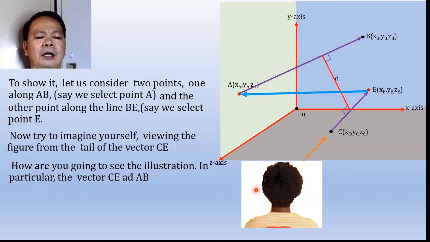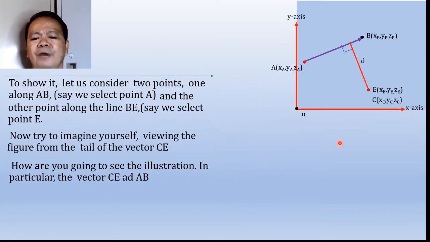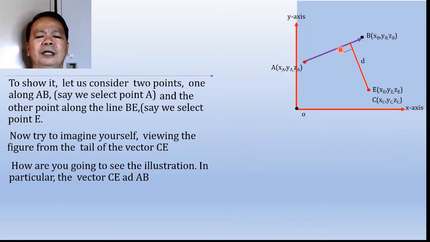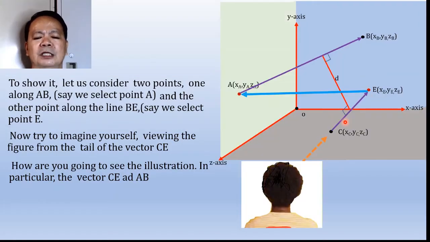And in particular, I would like you to consider how you are going to see the vector CE and the vector AB. Let us try to imagine it this way. If you look at it this way, you will see vectors C and E at a common point, because you are viewing it from the tail of CE. And you will see AB somewhat inclined in this direction, and the distance D shall be the one perpendicular to the vector AB and will pass through the vector EC. And that is what we will see when viewing it from this point.